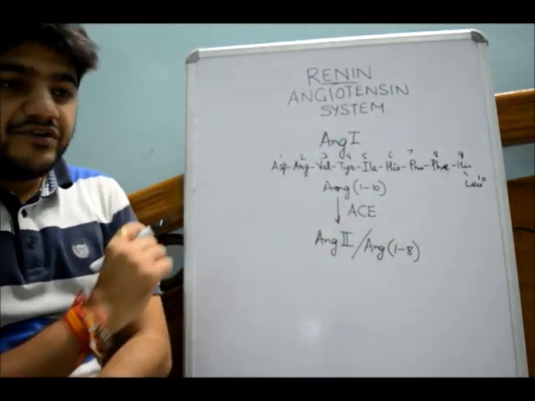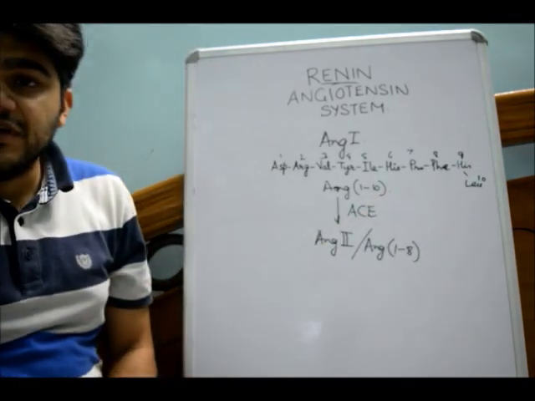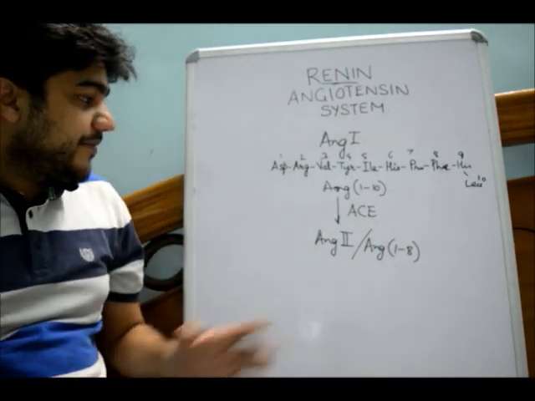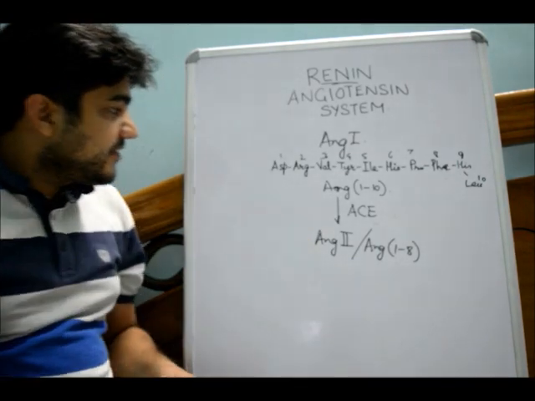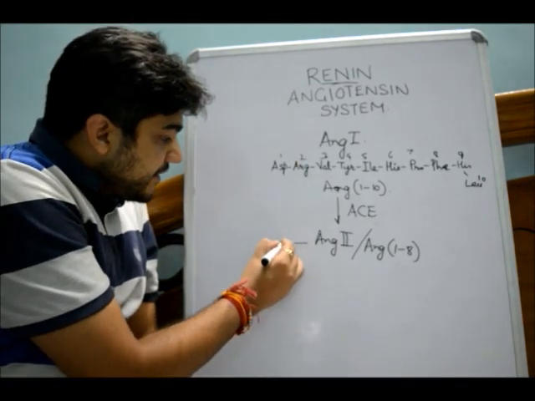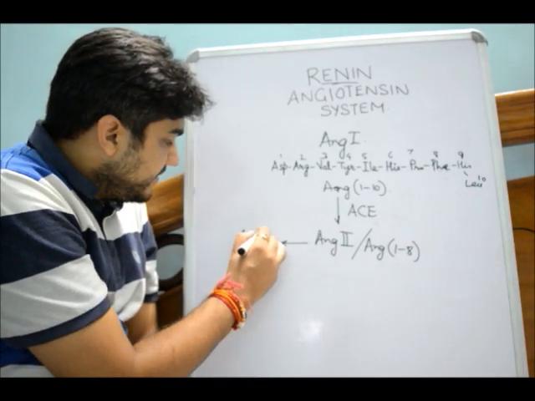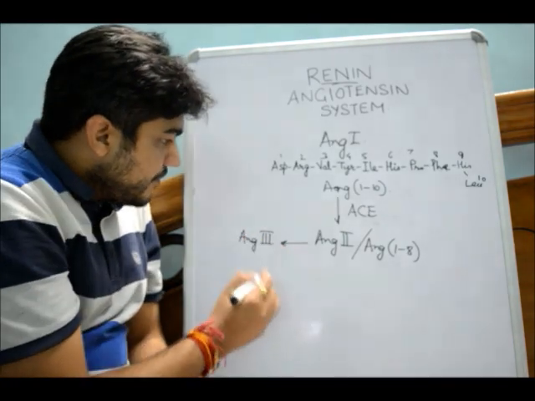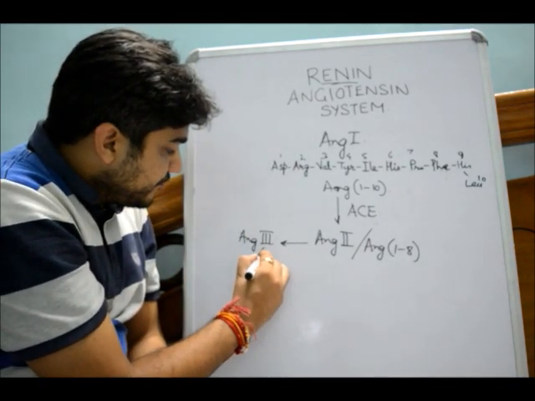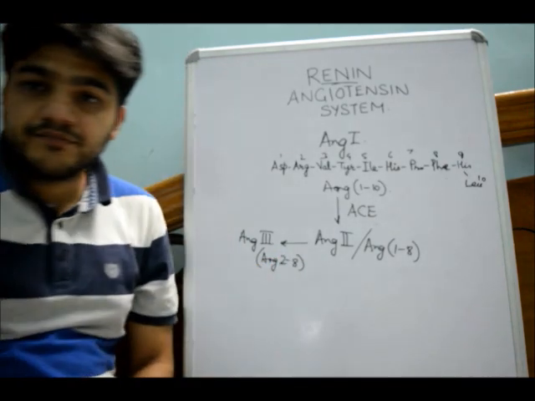And this angiotensin 2 can have various fates. One thing is, if acted upon by an aminopeptidase, which means something which cleaves the amino terminal, you can get another substance called angiotensin 3. Since you have now removed the first one, it would also be called angiotensin 2 to 8.